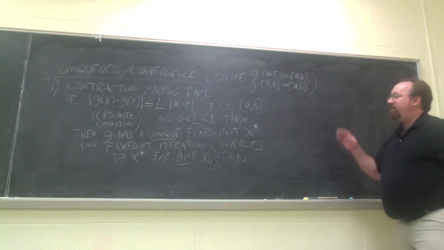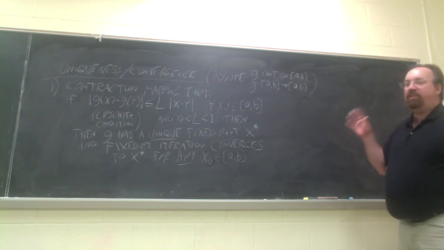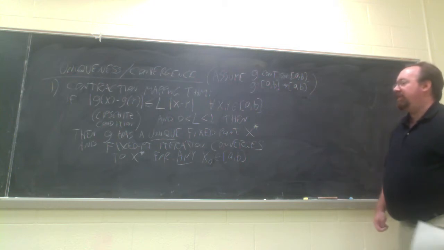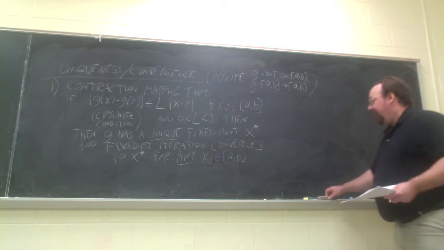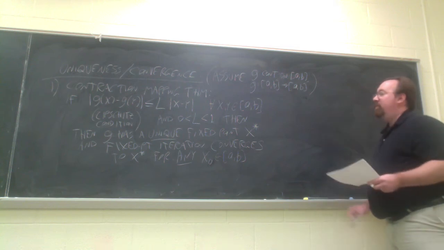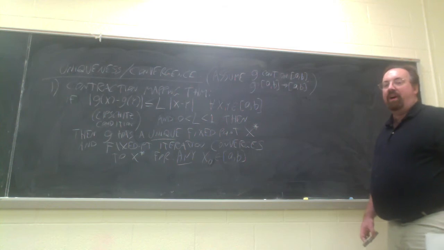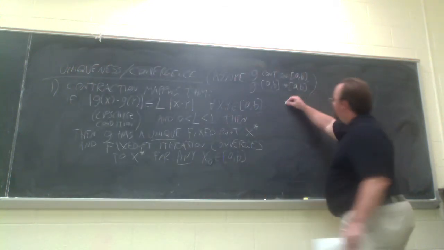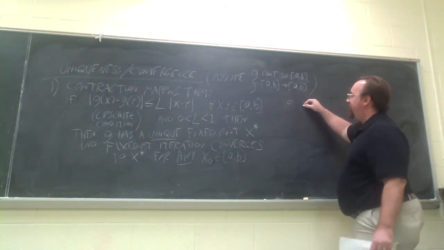Now, notice this contraction mapping theorem doesn't say anything about the derivative of G. So G does not have to have a derivative that exists on AB. But if it does exist, then we have an alternative condition that might actually be easier to check. In fact, I'll discuss it right here, equivalence between Lipschitz condition and derivative.